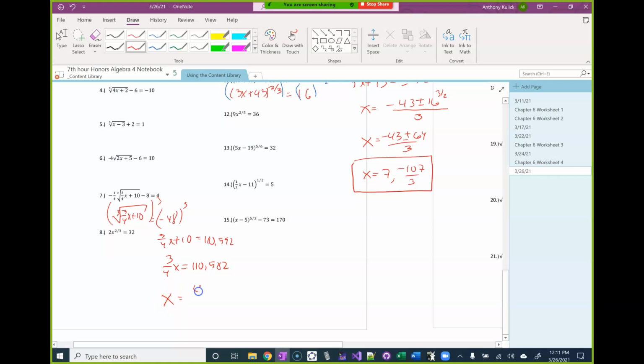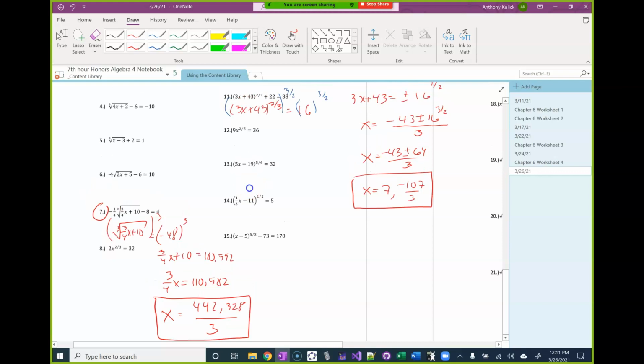So I have x equals 442,328 divided by 3. Girl Google. And again, since it's an odd root, don't have to worry about checking. Is that okay, Al? Yep. Cool.